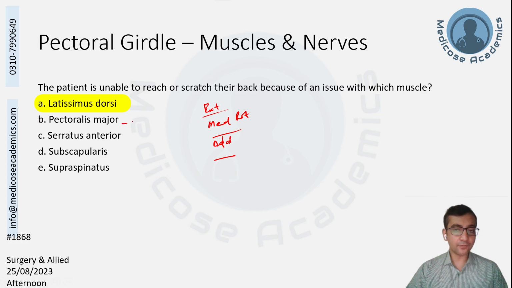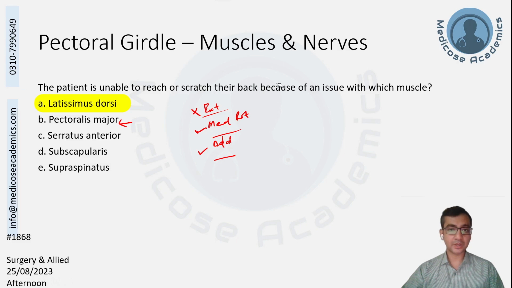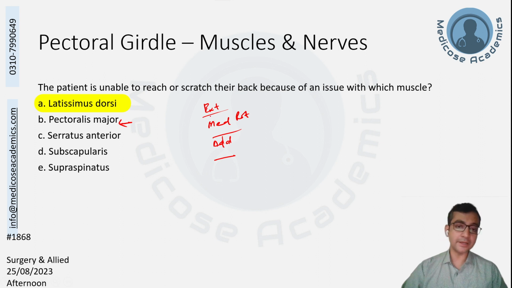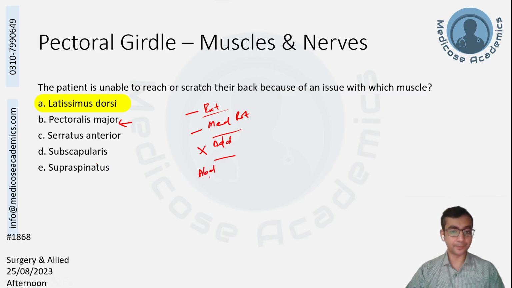Now, pectoralis major. It's a medial rotator and adductor, but not an extender. It's a flexor. Then there is serratus anterior. Serratus anterior does not act on the shoulder joint at all, at least not on the glenohumeral joint. Supraspinatus muscle does not have any effect on these two, and it's not an adductor, it's an abductor.